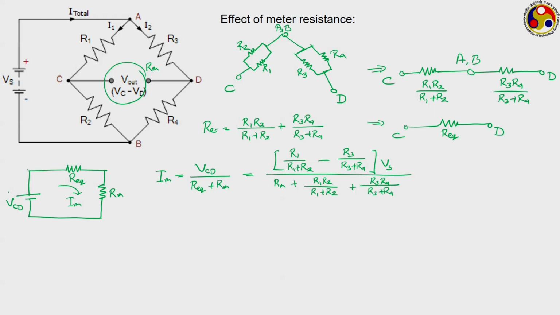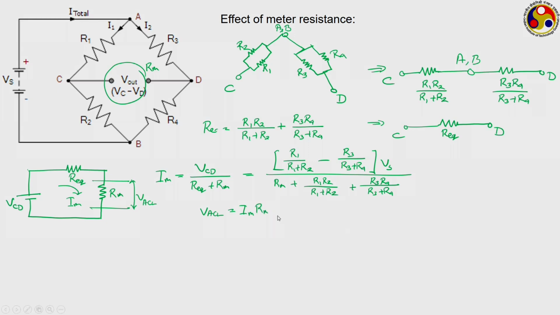VCD is supposed to be the actual voltage that you are trying to measure, but because of the presence of this resistance Rm, there will be a certain change. What I am trying to say is that the voltage you are trying to measure is VCD, and the voltage drop across your meter should be equal to VCD. But practically, because of the R equivalent and Rm combination, the actual voltage drop across this resistor, let us say, is VACL, which refers to actual. So, what will be your VACL? The actual voltage drop across the meter will be Im into Rm.